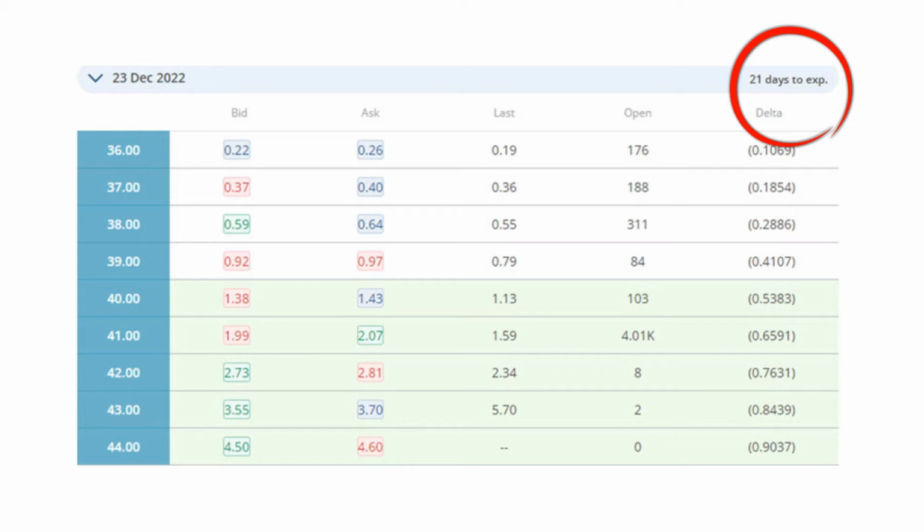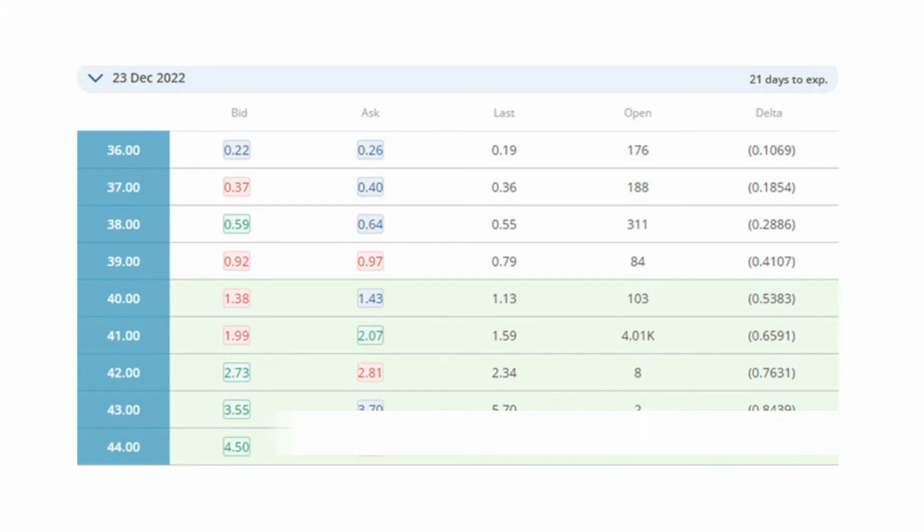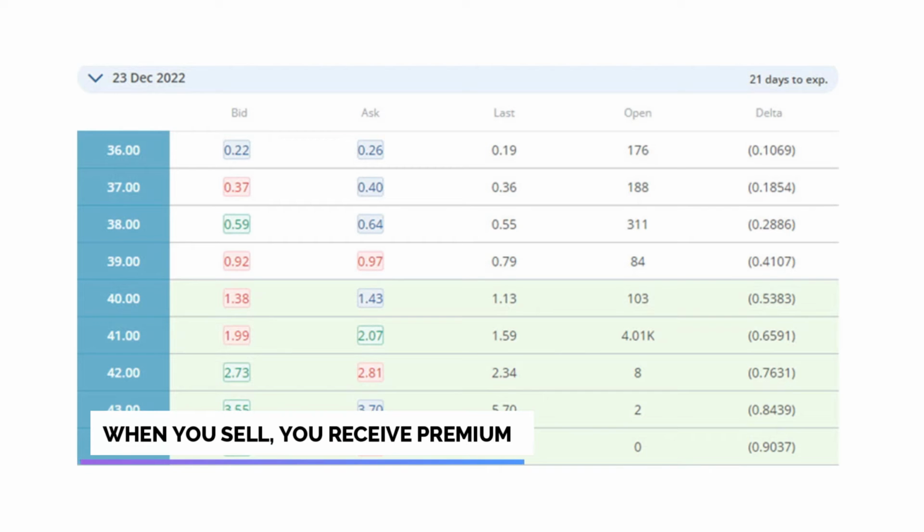So for the first put, we're going to go out 21 days for expiration, and we're going to sell a slightly out of the money contract at the strike price of $39. Let's pretend, just for math, we receive the ask price, and we receive 97 cents or $97 in premium. Remember, when you sell the option, you receive premium.